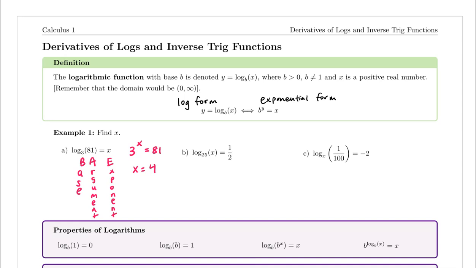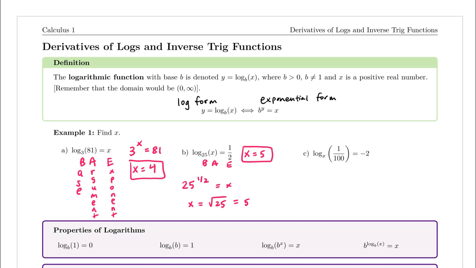In part B, we have log base 25 of x is equal to 1/2. And again, we can rely on BAE. If I'm rewriting this in exponential form, I have 25 to the 1/2 power is equal to x. And remember, that is the same thing as the square root of 25. And so the square root of 25 is 5. So here we have x is equal to 5.